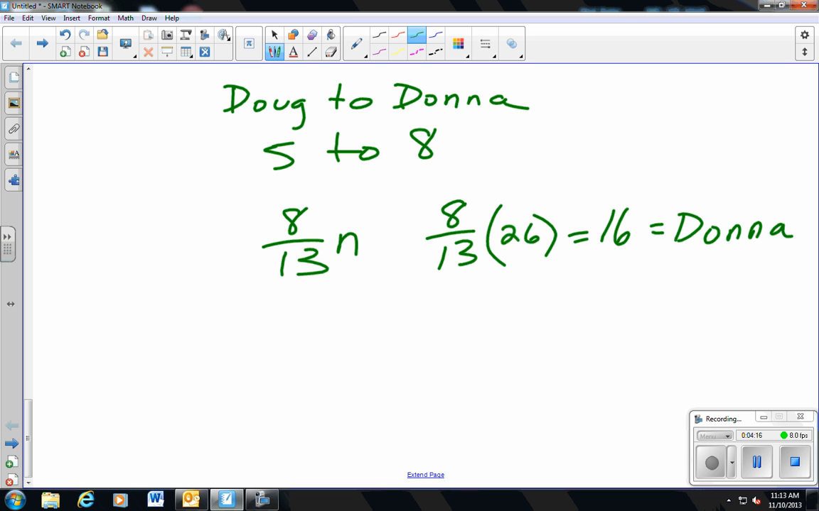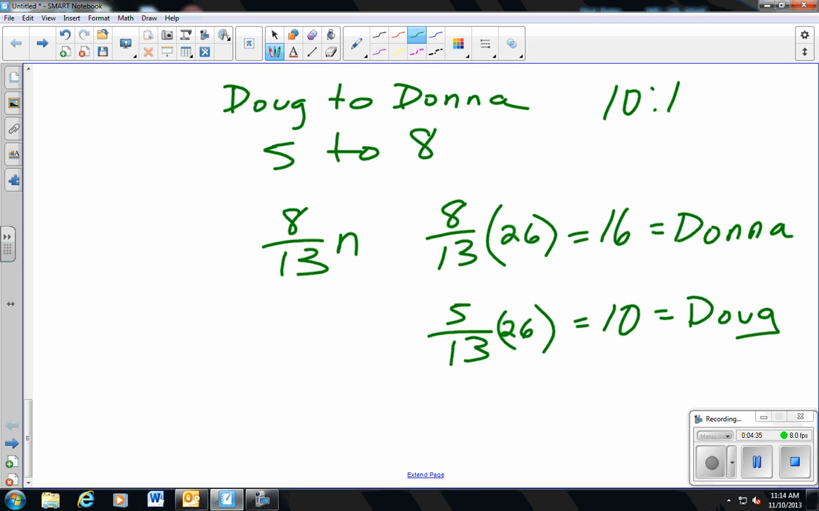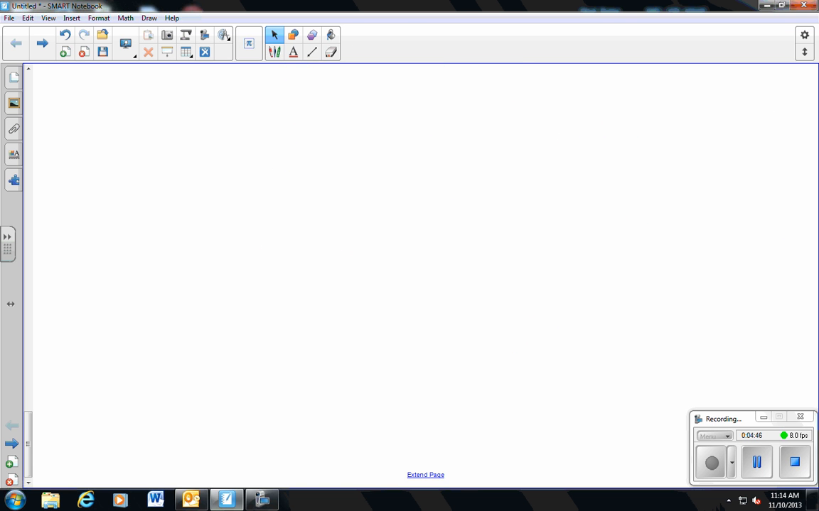Then it asks for Doug. Well, if it's in the ratio of 5 to 8, then Doug would have 5 of the 13 times n, which they're telling us is 26. So 5 13ths times 26 would give us 10, and that would be Doug. And as you can see, 10 to 16 would simplify to 5 to 8. And the last one, probably the most difficult problem there.